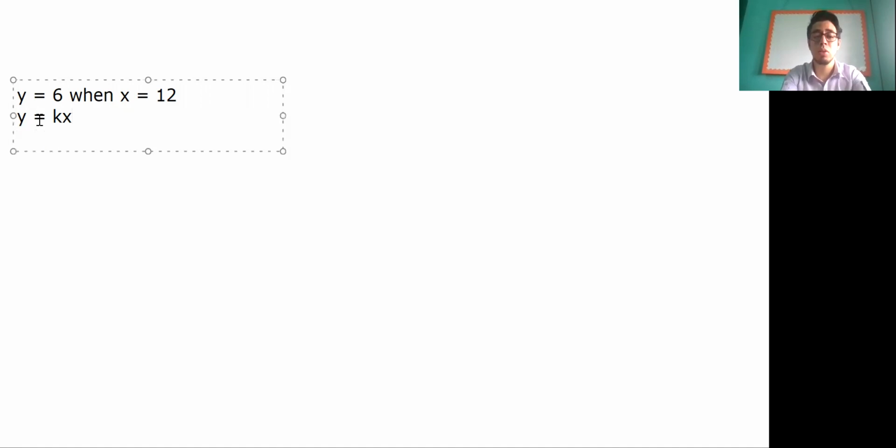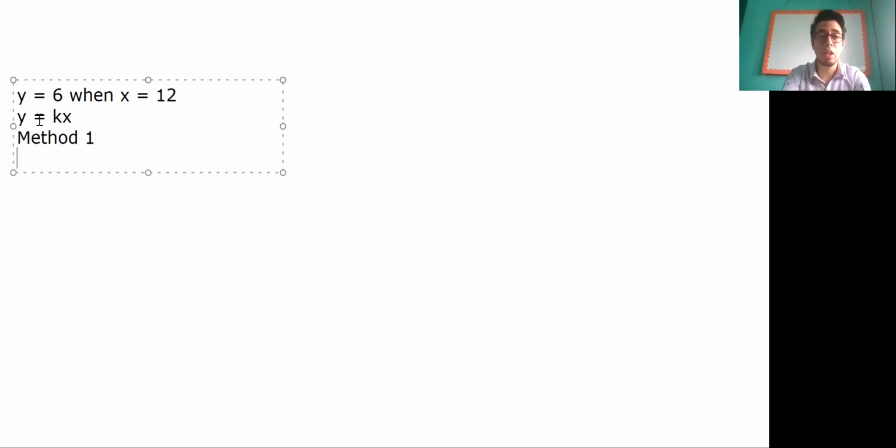So using method 1, I'm going to write it in here, so maybe it's going to help me. Method 1 is to find the value of k. This is the value I don't have, and then I can write the equation. How am I going to obtain the value of k? You already know that y is equal to k multiplied by x, right? And you want to find this value of k. So what is going to happen with x? If x is multiplying k, you are going to pass it to divide.